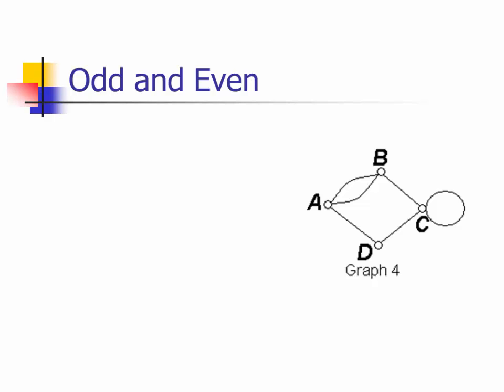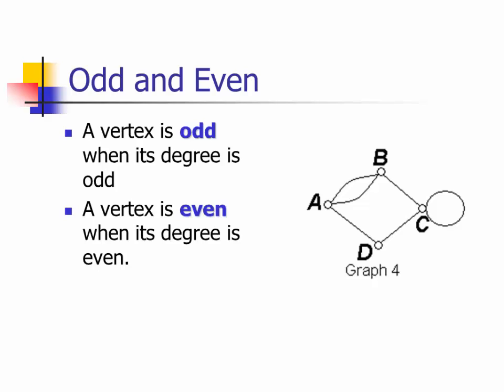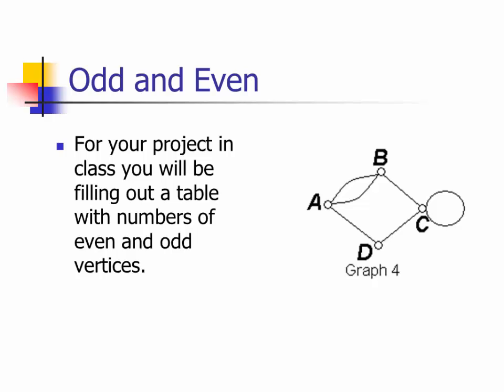Finally, we reach the last idea we need to look at, and our last 2 terms, odd and even. If a vertex has an odd degree, we're going to call it an odd vertex. And if a vertex has an even degree, we're going to call it an even vertex. In your next class project, when we meet again, you're going to be filling out a table identifying how many even vertices and how many odd vertices any given graph has.